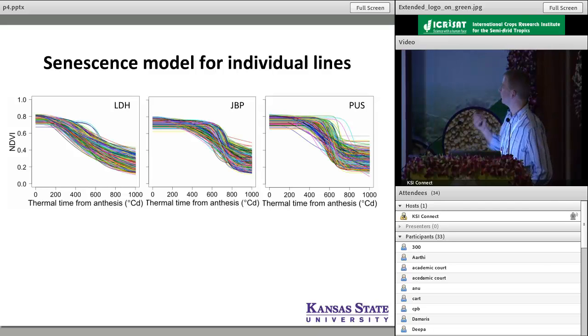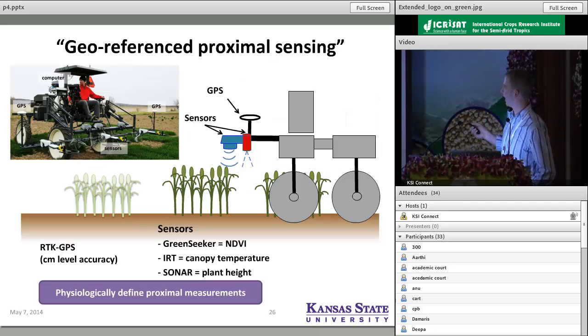And so we've been doing a lot of work, just to introduce briefly and conclude here on some of the work we've been focused on high throughput phenotyping. For the ground-based stuff, we've been taking what we call a geo-referenced proximal sensing approach. And so to integrate a high precision GPS that will give you centimeter level accuracy with these different types of sensors. Obviously the first ones we put on there were something that will measure NDVI, and infrared thermometers that will measure canopy temperature.